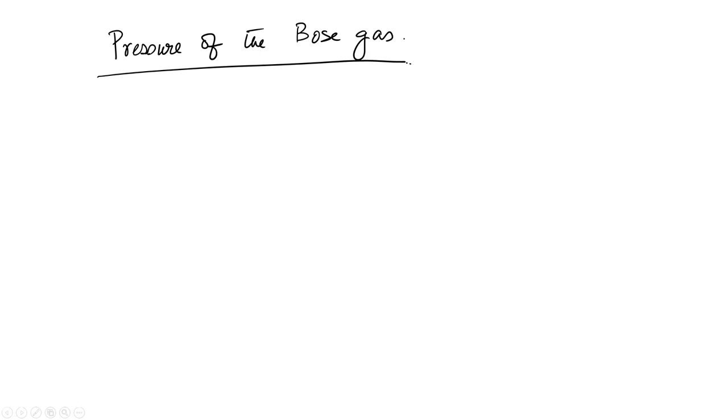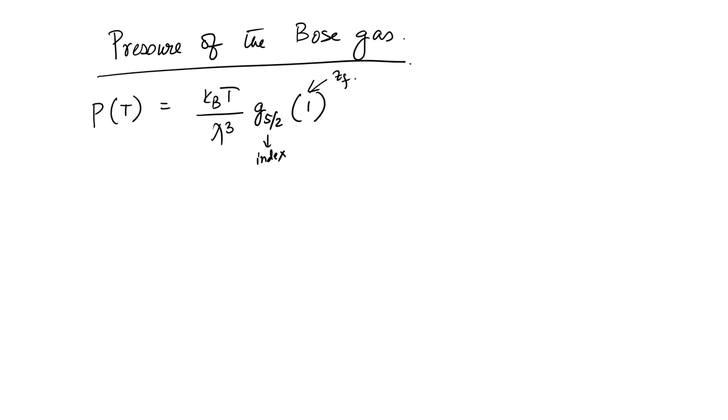Okay, this is not too difficult, because we already know the expression for pressure, which is equal to kT over lambda cube times this Bose-Einstein integral, that index n, if you remember, and this is that ZF. And this has a closed form, which is the Riemann zeta function.